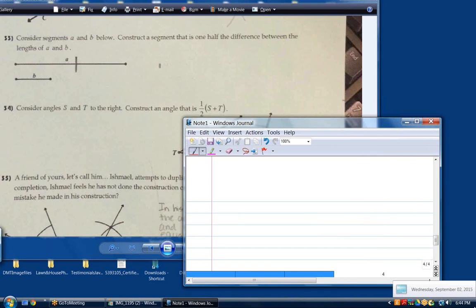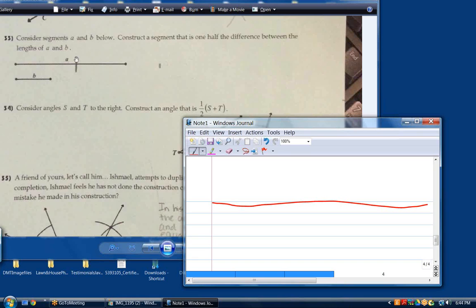$33 is a little tough, but not really. How do we start all these problems with a compass? You draw a horizontal line. And first of all, consider a segment that is 1/2 the distance between the lengths of A and B.